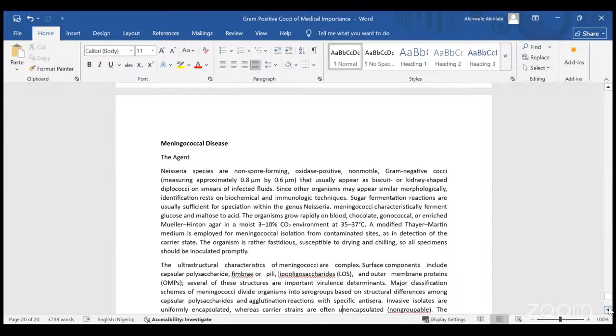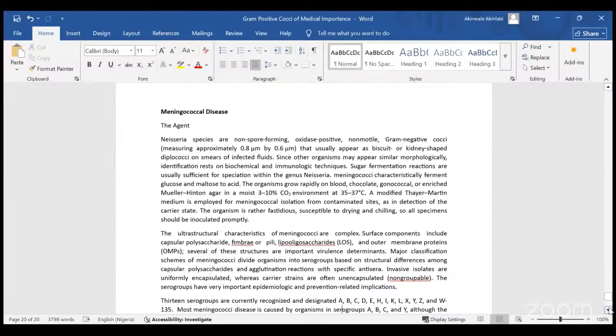They grow rapidly on blood agar, chocolate agar, or enriched Modified Thayer-Martin agar. It also requires a 3 to 10 percent carbon dioxide environment. So using a candle jar, you can also recover Neisseria meningitidis. You can still use modified Martin's medium for isolation of Neisseria meningitidis.